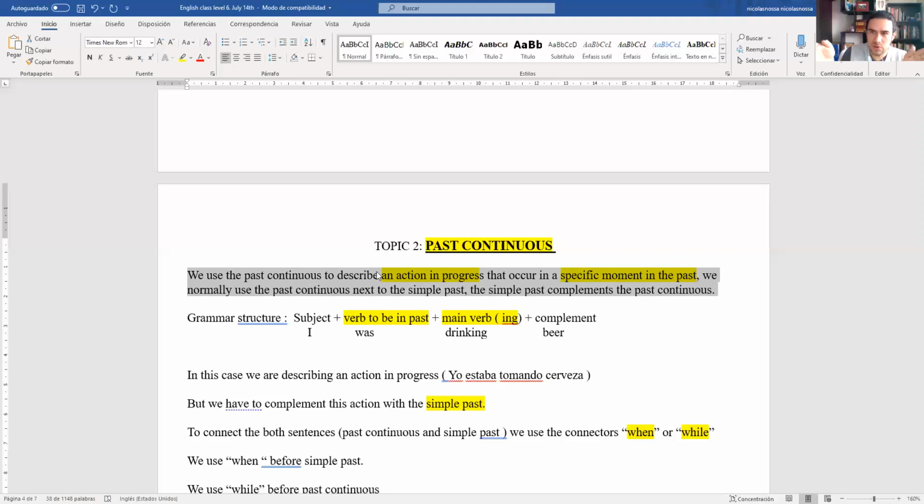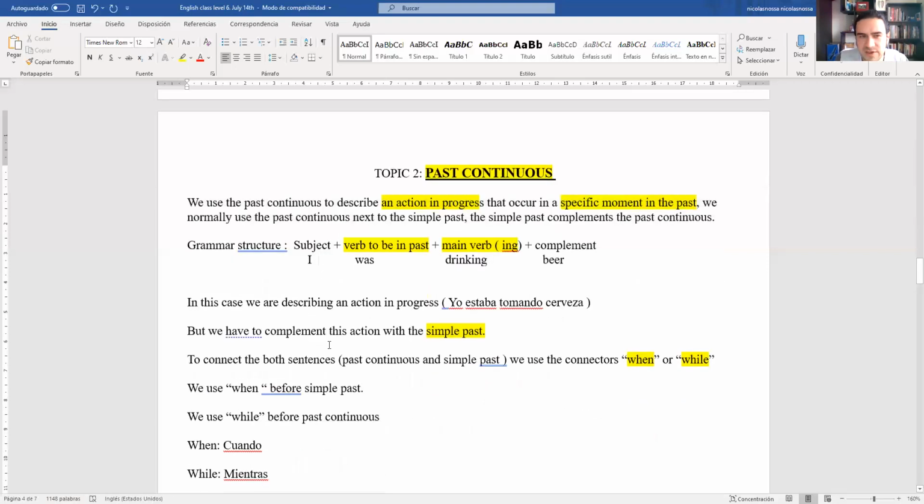Se usa junto con el pasado simple, because the simple past complements, ¿no? Como que estaba limpiando la casa ayer, and what happened, ¿no? You can leave the situation like that. So for a complement, to finish the action, we use the simple past, but don't worry, we're going to check the structure and everything. Okay?